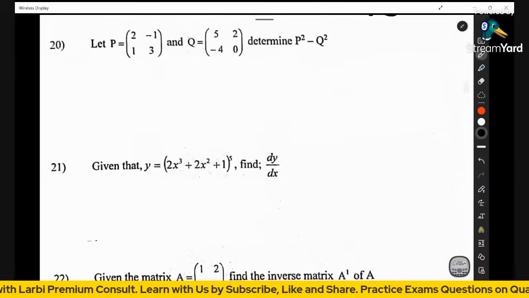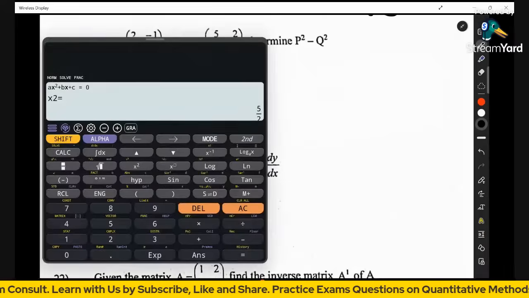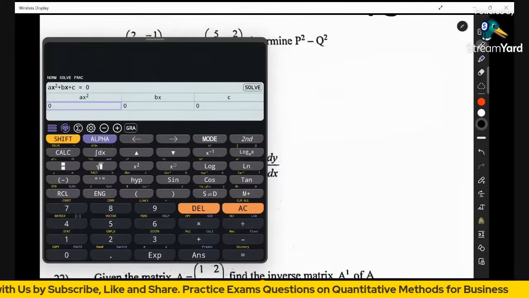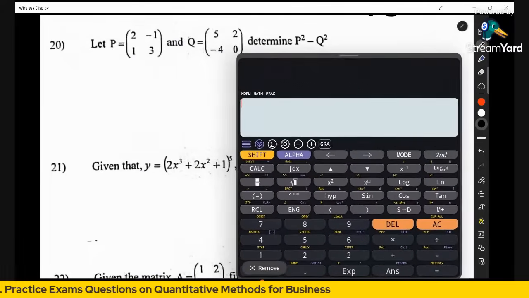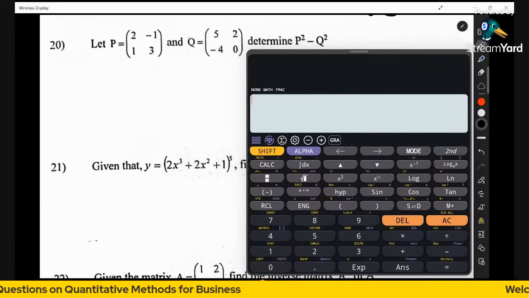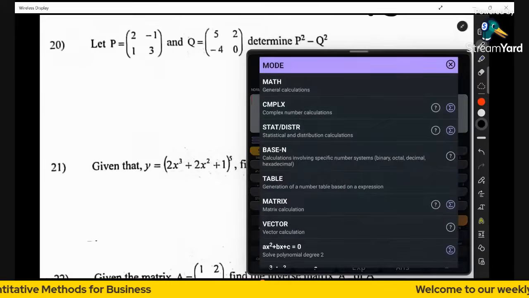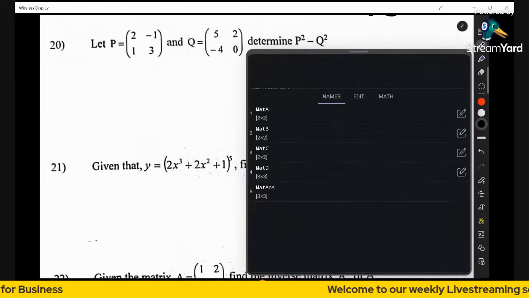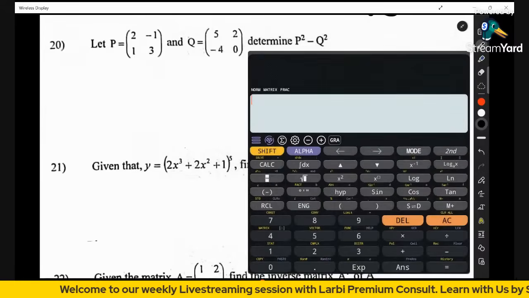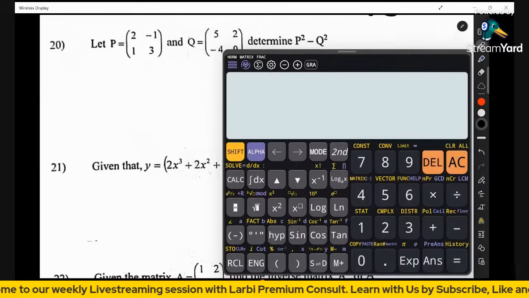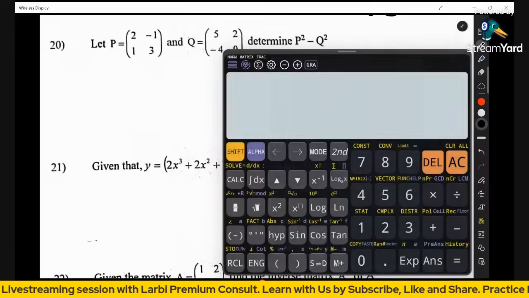So in my case, I'll pick my calculator. Okay, let me go to my math mode. I'll pick my calculator here and then go to Mode, and then locate Matrix. So this is my matrix. So this is a 2 by 2 matrix. This is what I'm going to do. Oh, come on, where is it? Mode, matrix.